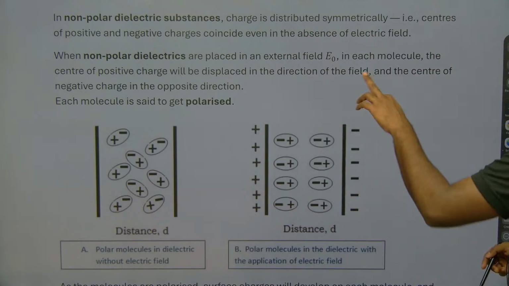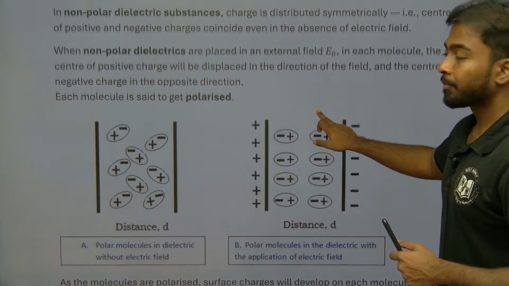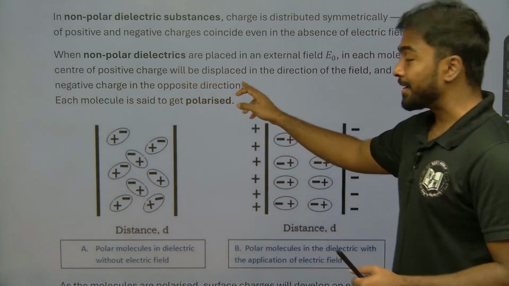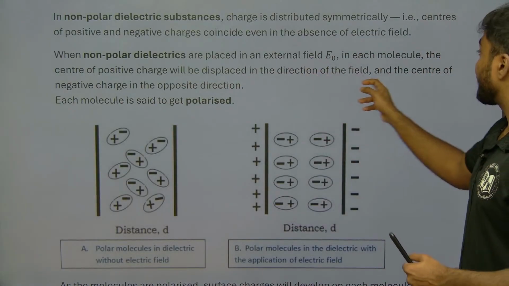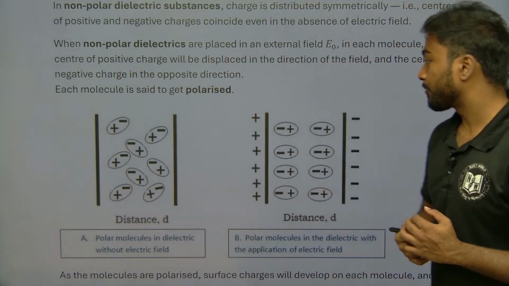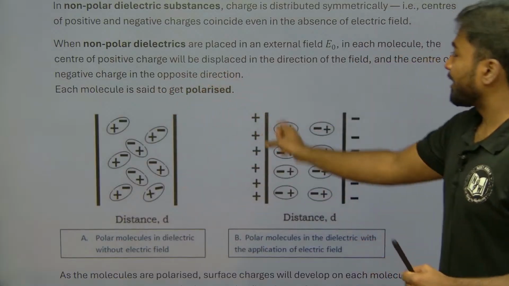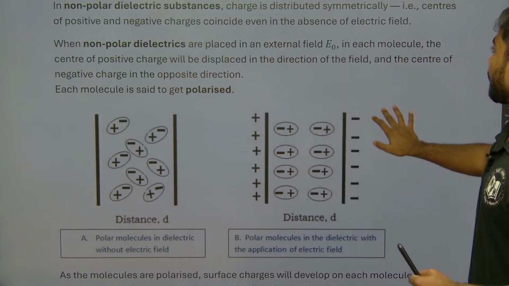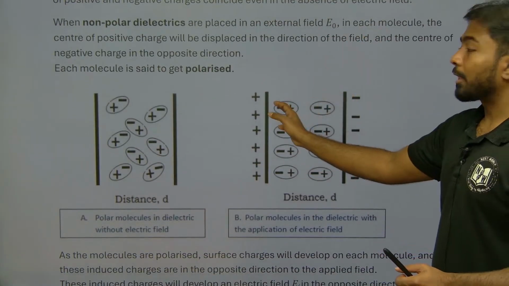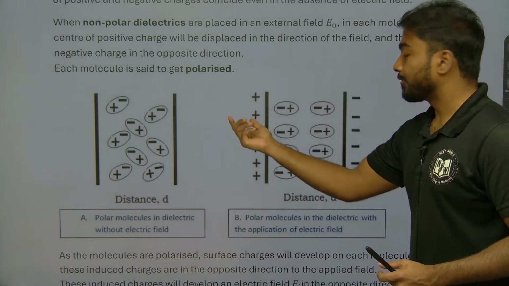Sorry, this applies when a non-polar dielectric is placed in an external electric field E naught. In each molecule the center of positive charge will be displaced in the direction of the electric field, and the center of negative charge in the opposite direction of the electric field. So in a non-polar dielectric, the charge is distributed symmetrically, but when an electric field is applied, the positive and negative charges are pulled apart.